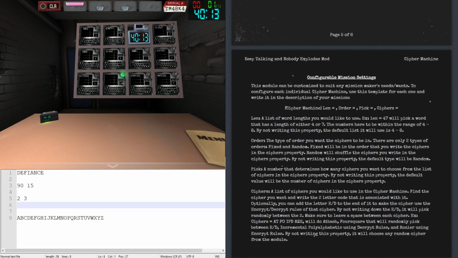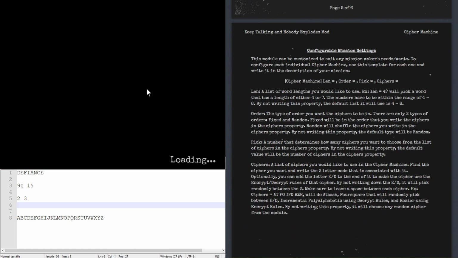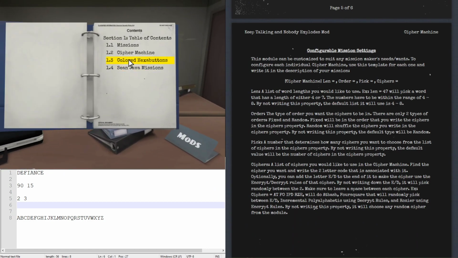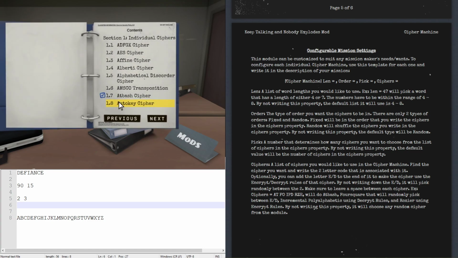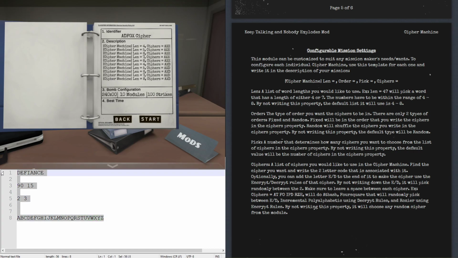So on to the final part, which is the configurable mission settings. The Cipher Machine itself can be customized to fit any mission settings whatsoever. You can see some examples that I did here when doing the individual ciphers. The first thing to identify a Cipher Machine is you need to give this code. Basically, the module is searching for this phrase right here, and then everything afterwards is the properties that you're going to give it, such as the length property, the order property, the pick property, and the ciphers property.